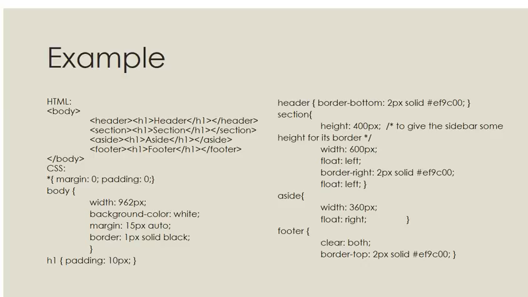You'll see that it's 962 for the whole body. And our sections are 400 height, 600 width. Then we have 360 for the width. That's going to add, and then 2 pixels for the footer. And that'll add up to your 962. And we'll look at that.